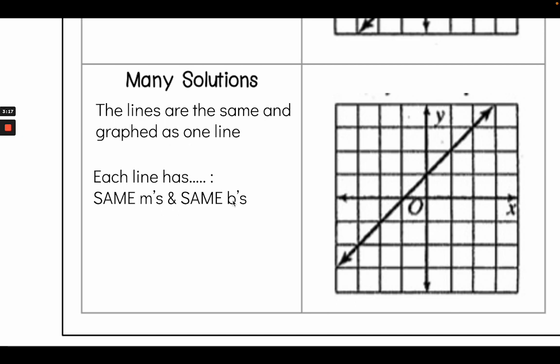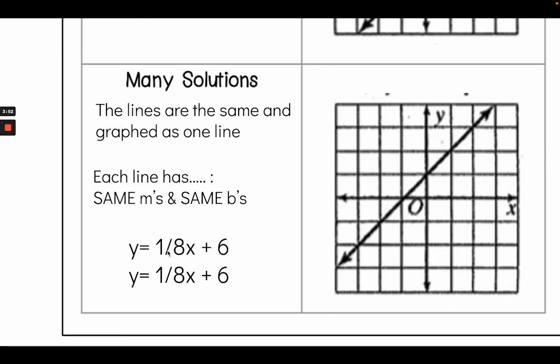When we have many solutions or infinite solutions, each line has the same slope and the same y-intercept. The reason why it's many solutions is because these two lines are touching all the way through. There's a point here and a point there, and they cross there, and there, and there. And these lines go on for an eternity. Because of that, there are millions and millions of points where they are crossing each other or touching each other. And so there are many, many solutions.